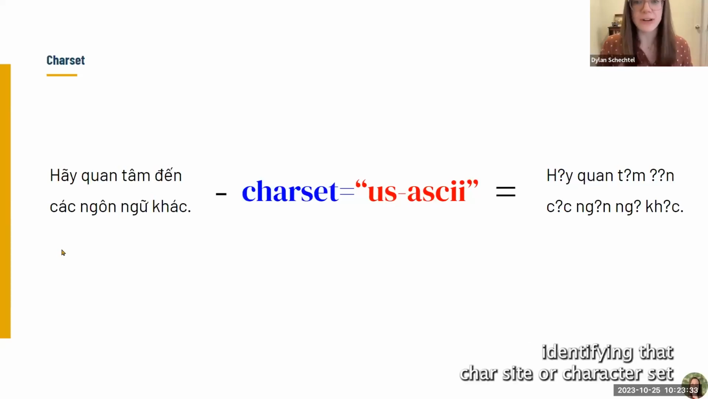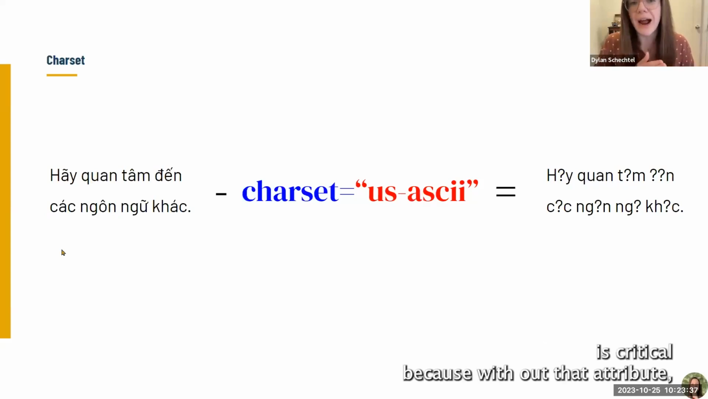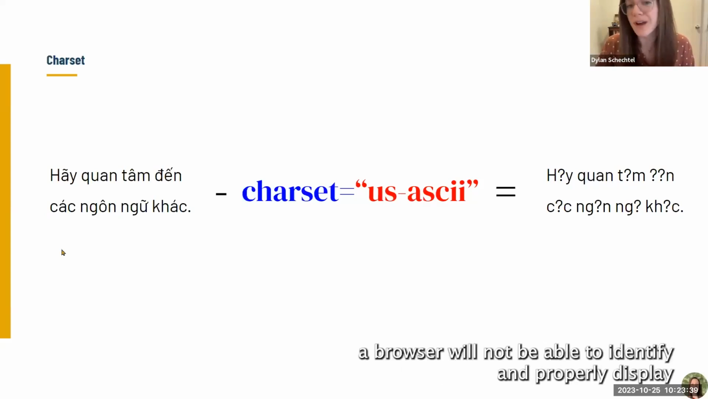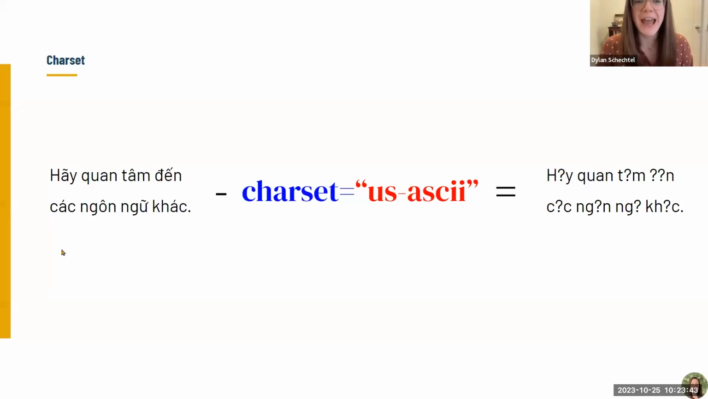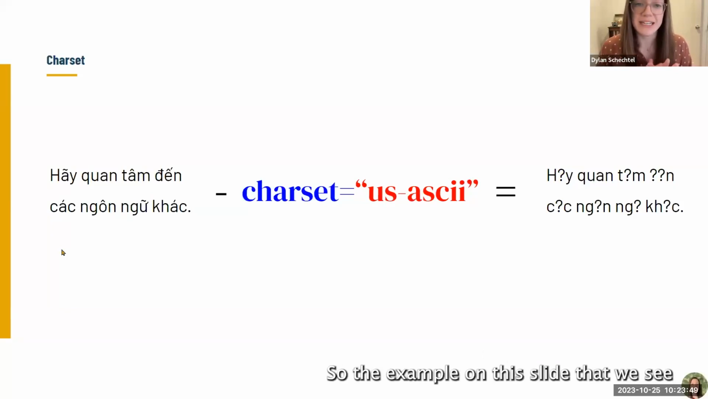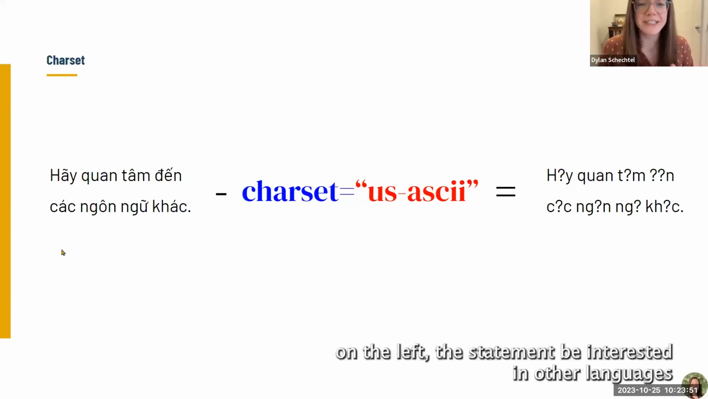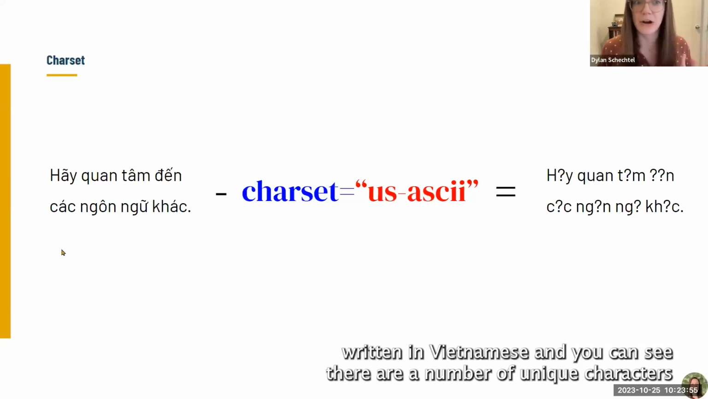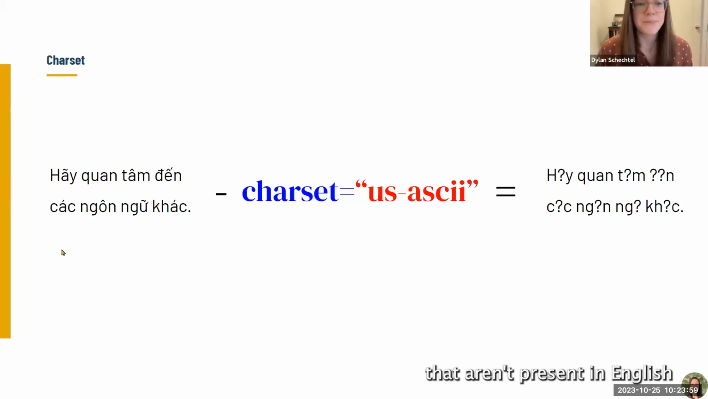Identifying that char set, or character set, is critical because without that attribute, a browser will not be able to identify and properly display any unique characters that are contained in your text content. So the example on this slide that we see on the left, the statement "be interested in other language" is written in Vietnamese, and you can see there are a number of unique characters that aren't present in English.